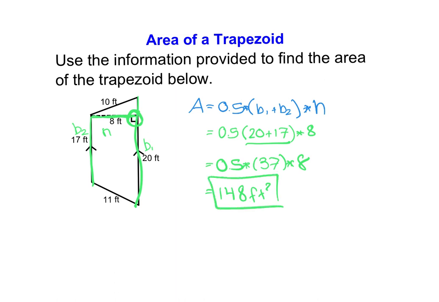Now, if I were to calculate my perimeter, that's going to be adding up all of the side lengths, so I can see 17, 10, 20, and 11. Notice that the 8 is not included because it's a height, it's not an actual side length. So our perimeter here is equal to 58 feet.